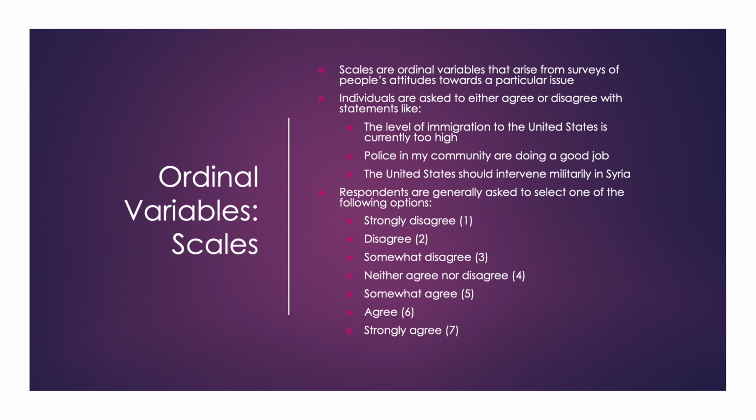Another type of ordinal variable that we might come across pretty often are called scales. Scales are ordinal variables that come from surveys about people's attitudes or feelings towards something. People are usually asked to agree or disagree with statements like, the level of immigration to the US is currently too high. The police in my community are doing a good job. Or maybe the United States should intervene militarily in Syria. And respondents are generally asked to select one of the following options from strongly disagree to strongly agree. There are different ways to range these, but this is one of the most common.